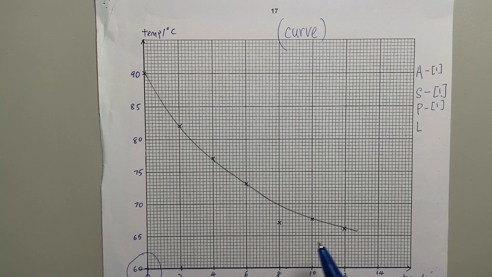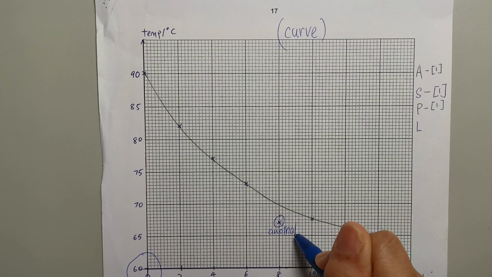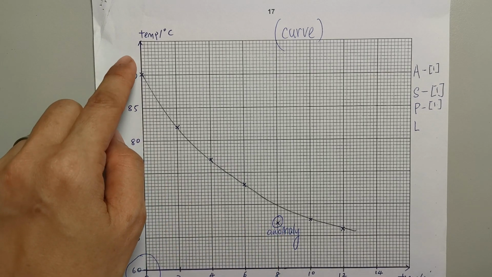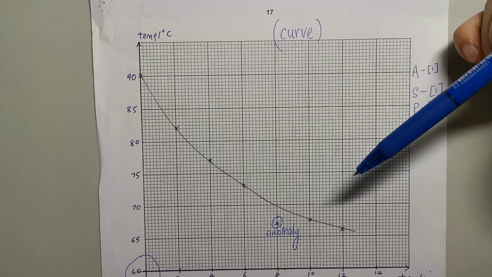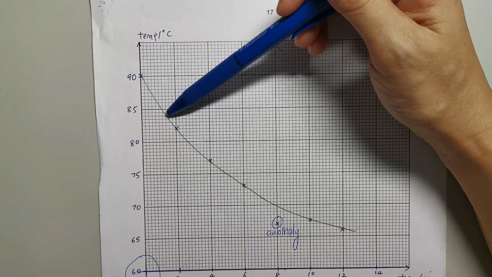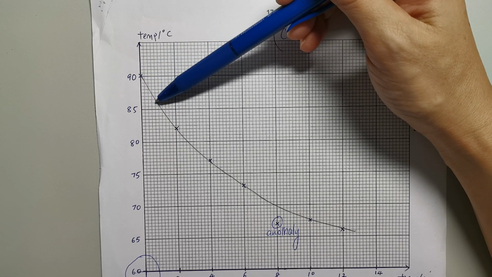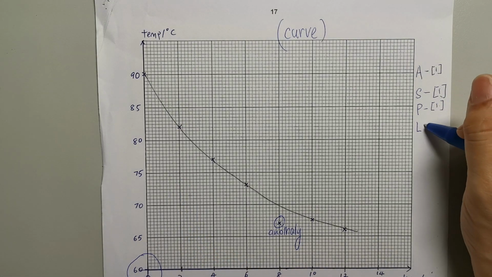Some of you were trying to fit in this point, but actually this point here is an anomaly. Okay, and we should not take this point into consideration. You can just go like that, right? Also note that it should be very smooth. So some of you have disjointed lines. Some of you, your lines are too thick and you were shading it. So for all this, you will not get marks for L.